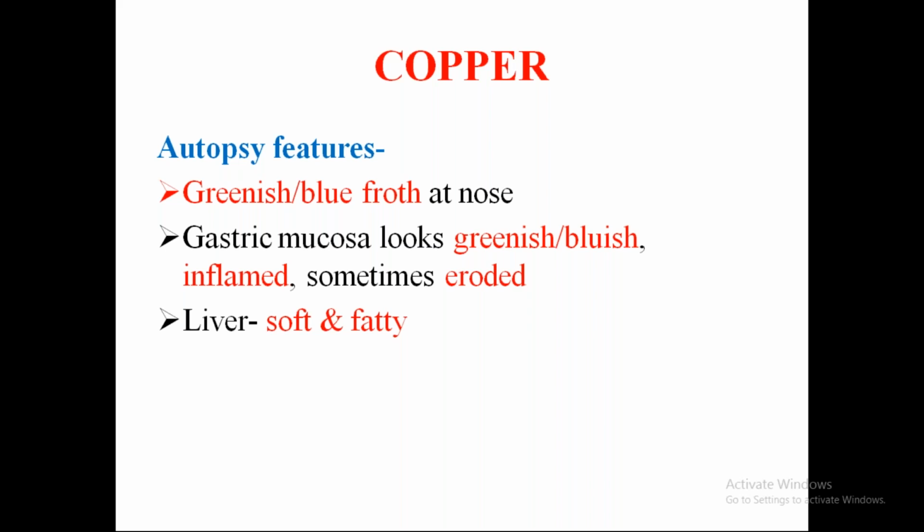So greenish or bluish postmortem stains. Then we have greenish gastric mucosa, which is inflamed. Sometimes it can be eroded. And then we have soft organs. One example is liver.